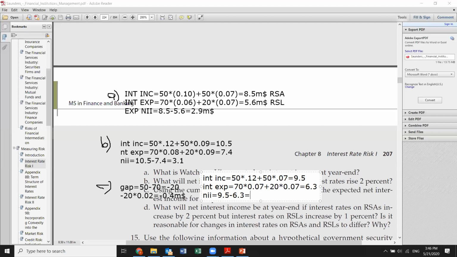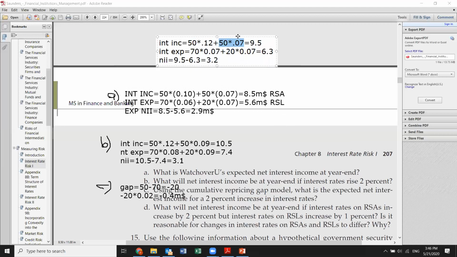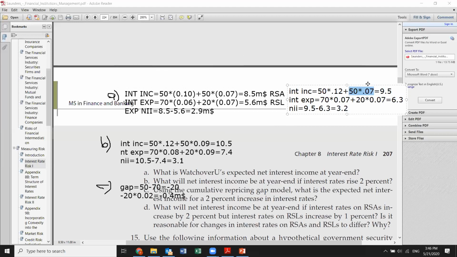Sorry, once more. Why is it 50 you multiply by 0.07? Here. No, in the first one. In the first one. Okay. Interest income. Just a second. Let me put it here so that we can.